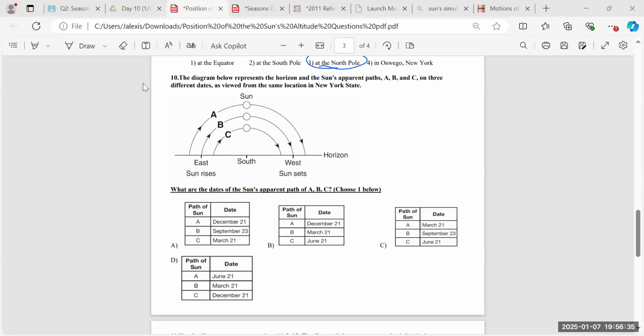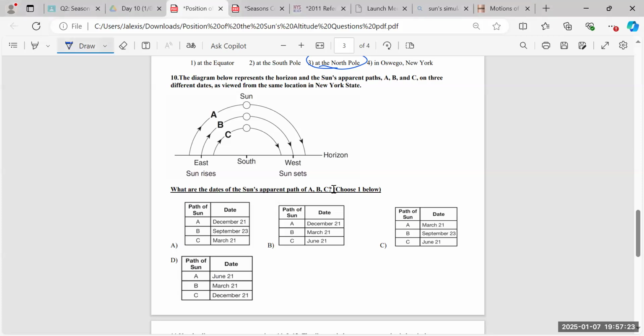All right, number 10. It says the diagram below represents the horizon and the sun's apparent path A, B, and C on 3 different dates, as viewed from the same location in New York State. What are the dates of the sun's apparent path of A, B, and C, on 3 different dates as viewed from the same location?